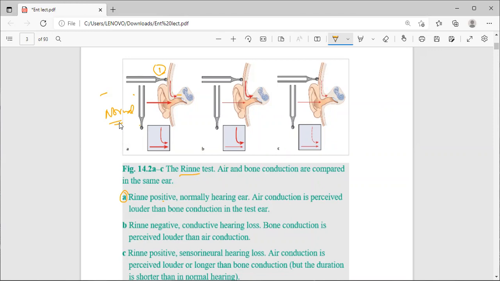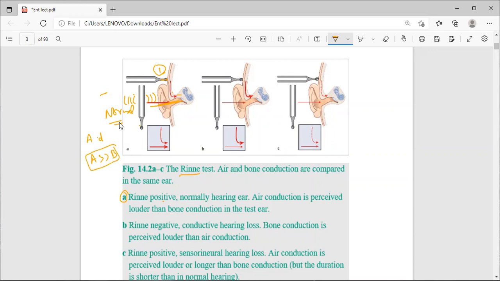Now the same tuning fork, you won't disturb it, and you will place it in front of the ear. Now the vibrations coming out of it will go directly into the outer ear. So this is air conduction and this is bone conduction. Now what will happen is that air conduction is always greater than bone conduction, and double the amount.